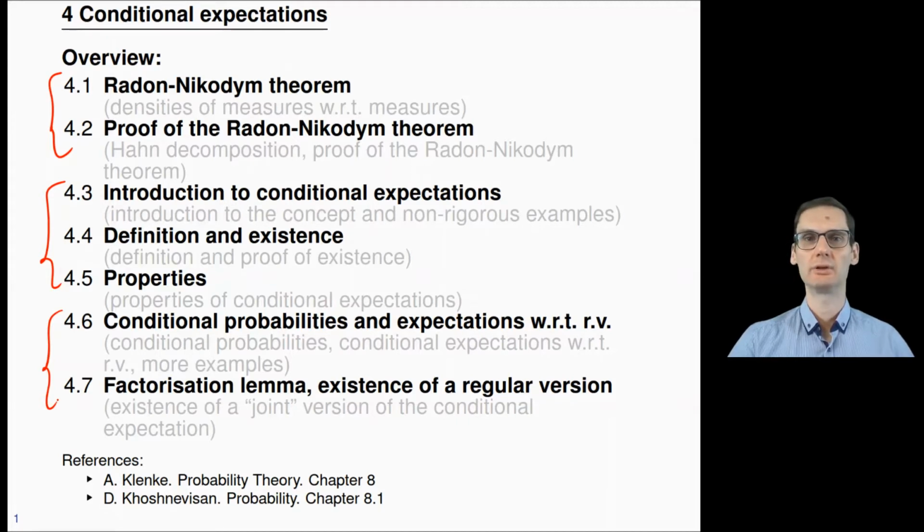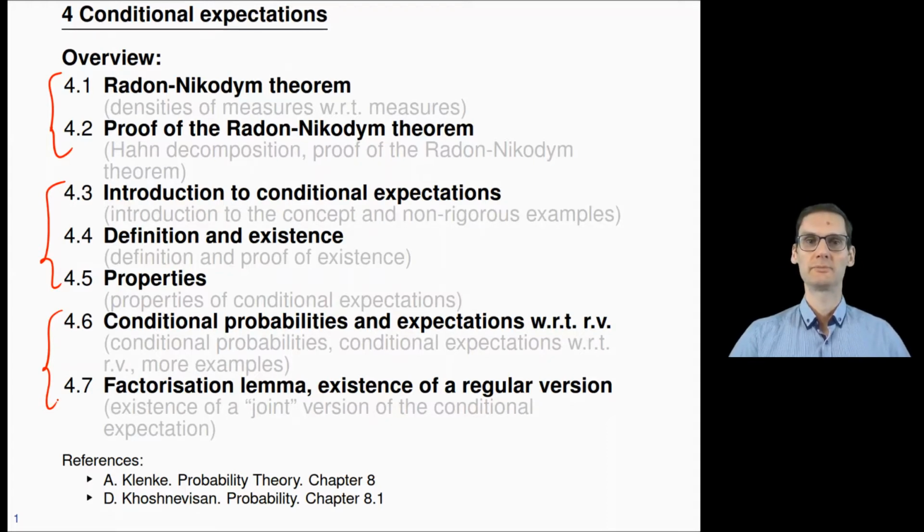Now, chapter 4 is again more a chapter on tools and on methods. It's on conditional expectations, and we're going to need these tools in chapter 5 when we deal again with models, and there we are going to deal with martingales.